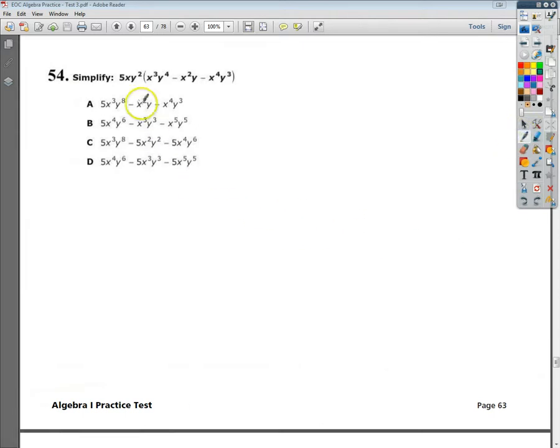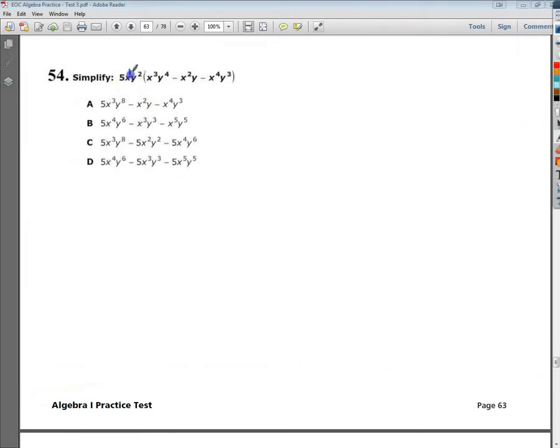what I'm going to do is distribute. Before I do that, I'm going to put a 1 on any variable that doesn't have 1. Any variable that doesn't show the exponent to the first power. Because it's assumed to be there, you don't need to write it. But sometimes it's easy to lose things like that in the middle of the process, so there it is.